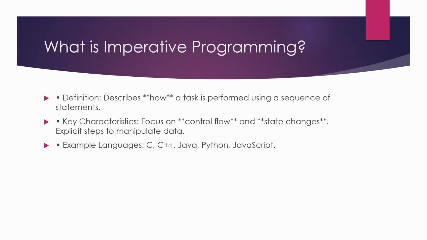Imperative programming focuses on how a task is performed using a sequence of statements. In this paradigm, you tell the computer exactly what steps to take to achieve a specific outcome. It emphasizes control flow and changes to program states. Common imperative languages include C, C++, Java, and Python.